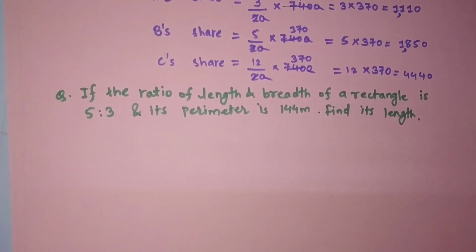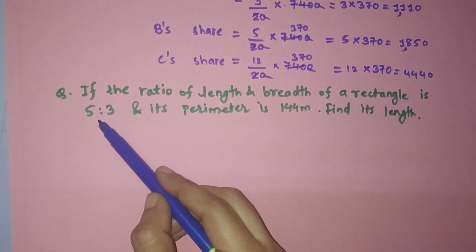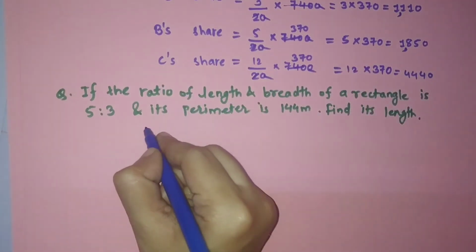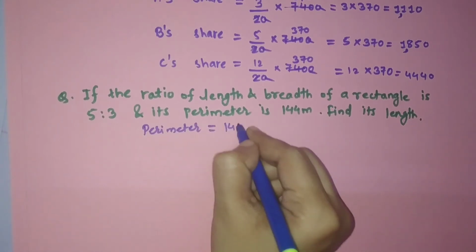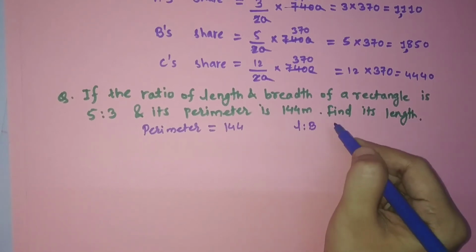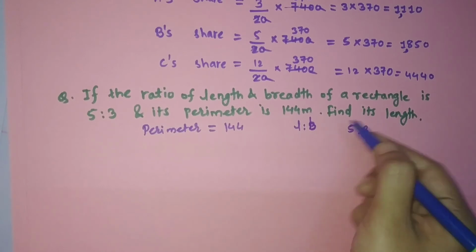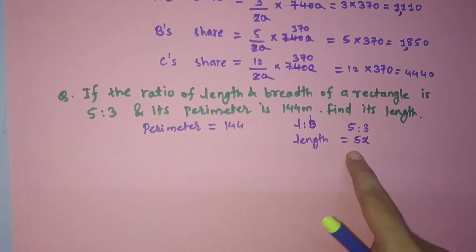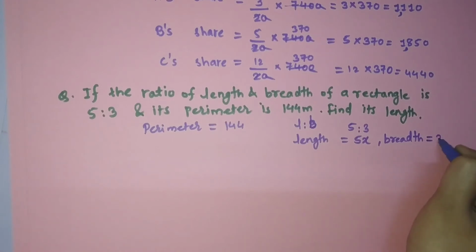So friends, the next question is, if the ratio of length and breadth of a rectangle is 5:3 and its perimeter is 144 meter, find its length. So we'll write down first of all what is given here. Given is the perimeter, which is 144, and the ratio of length to breadth, L is to B, is 5:3. So the original length you can consider equal to 5x, and the original breadth will be 3x.